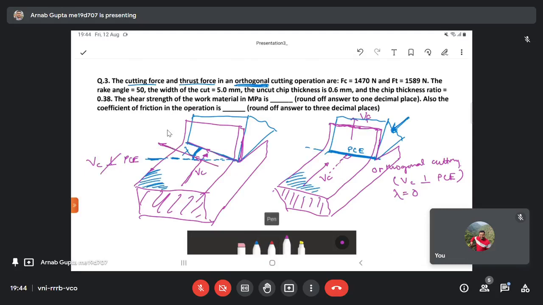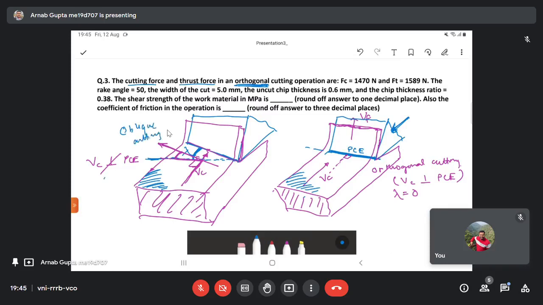VC and this particular principal cutting edge make an angle of 90 degree plus lambda. Is it clear? So your cutting velocity here doesn't make an angle of 90 degree with the principal cutting edge. The direction of the relative motion between the tool and the workpiece is not perpendicular to the principal cutting edge. It is inclined by an angle that is known as inclination angle. This type of cutting we call oblique cutting.